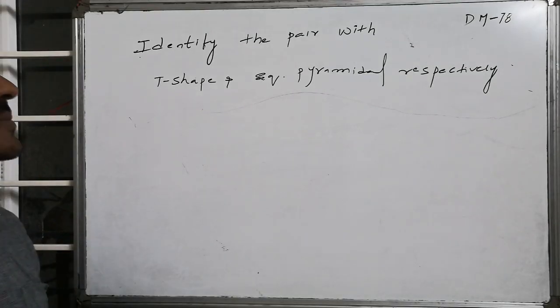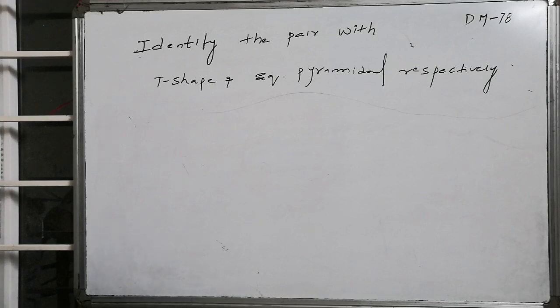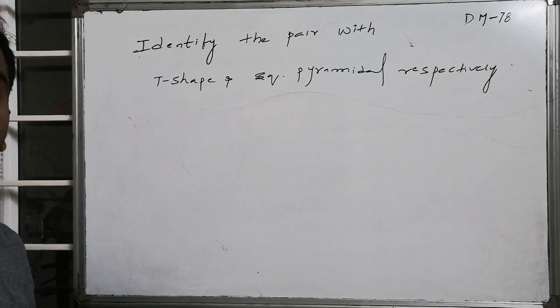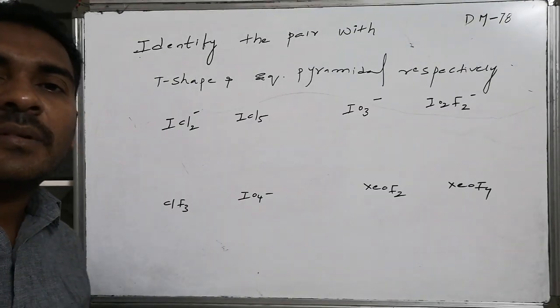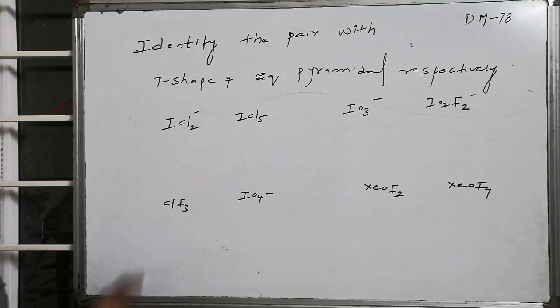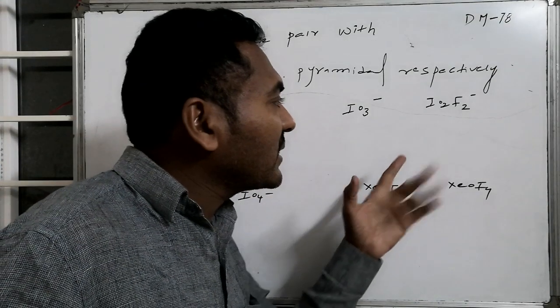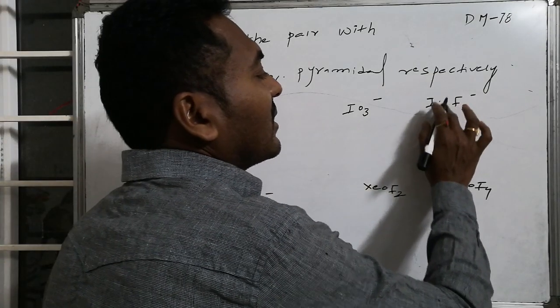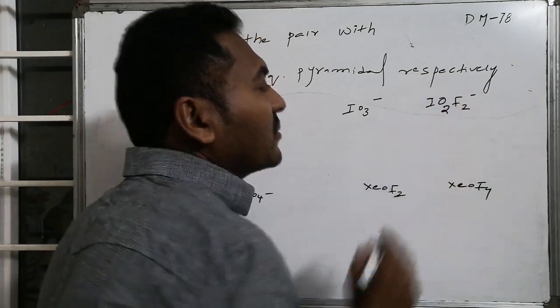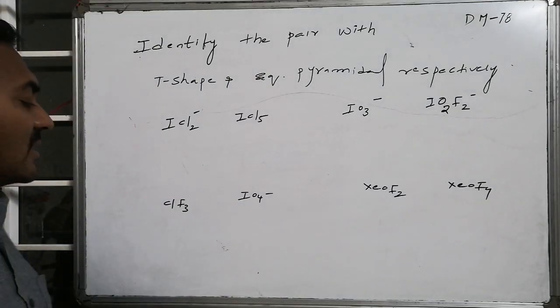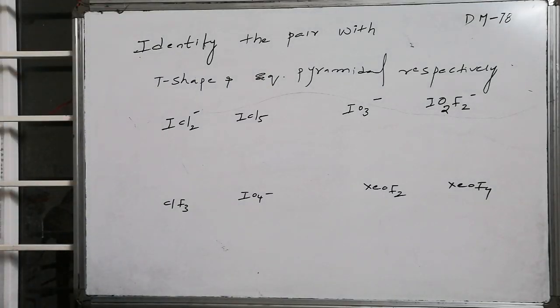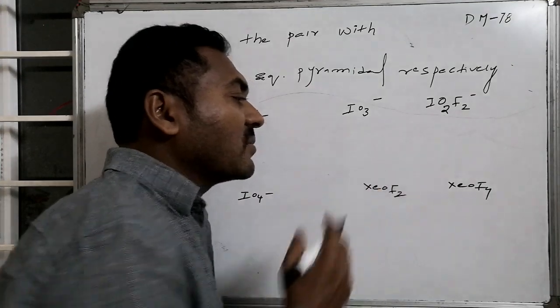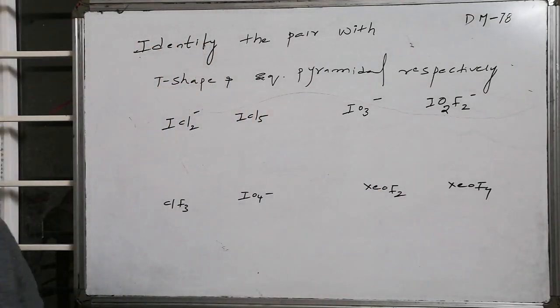Identify the pair or pairs with T shape as well as square pyramidal, respectively. The given options are: ICl2 minus and ICl5 as one combination; IO3 minus and IO2F2 minus as another combination; ClF3 and IO4 minus; and xenon oxydifluoride followed by xenon oxytetrachloride.